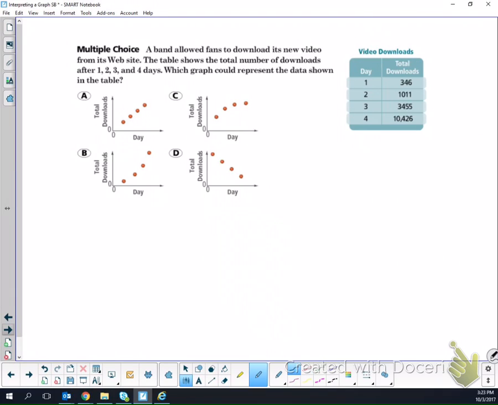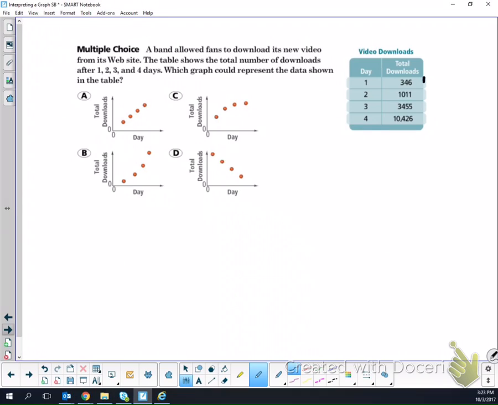Now, my beginning problem is, while I have numbers in the table, I do not have any numbers over here in these graphs. So I'm not going to be able to rely completely on numbers to tell me which of those graphs match. So I need to do this off of some more basic observations.